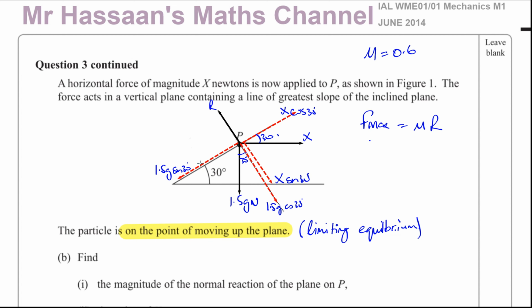Okay, it's going to be parallel to the plane, but which way is it going to act? Well, if it's on the point of going up the plane, then friction is trying to prevent it. So F max is going to be acting down the plane, and we know F max will actually be reached because it's on the point of moving. So it's on the limit of its equilibrium. So F max has been achieved, okay? And it's acting down. Why? Because the object's about to move up.